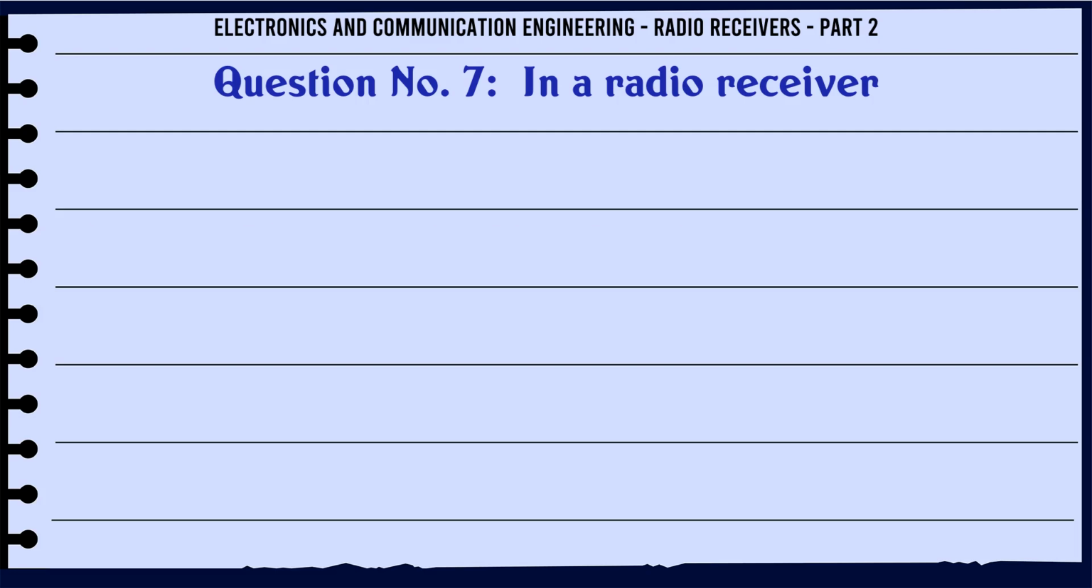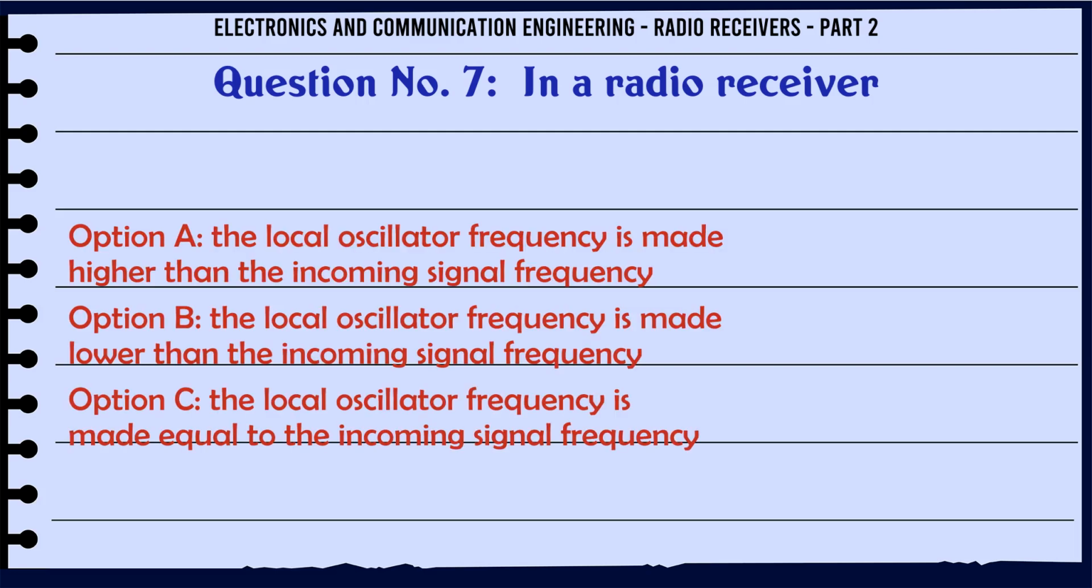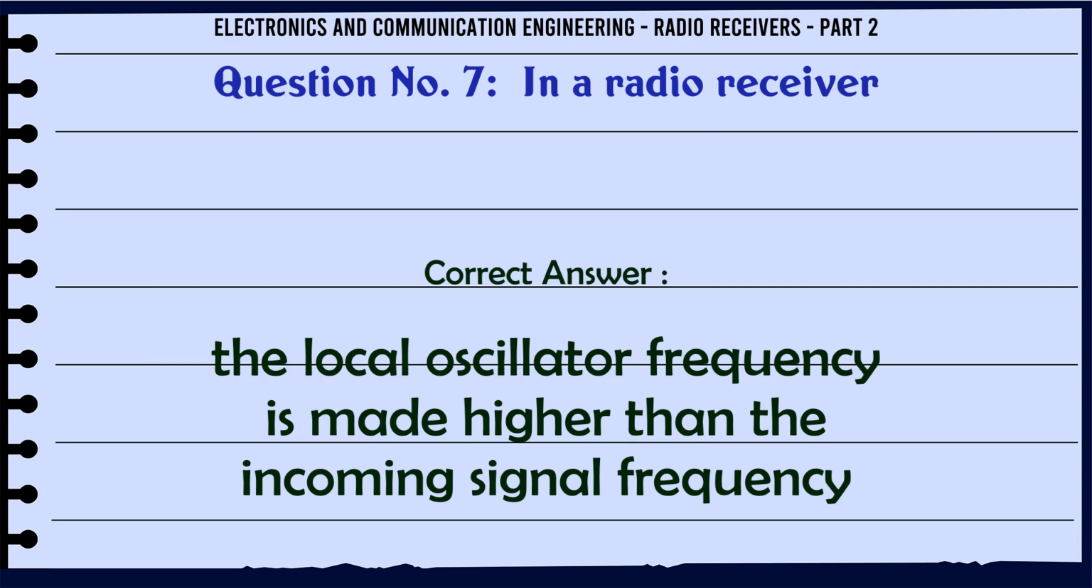In a radio receiver: A. The local oscillator frequency is made higher than the incoming signal frequency. B. The local oscillator frequency is made lower than the incoming signal frequency. C. The local oscillator frequency is made equal to the incoming signal frequency. D. The correct answer is the local oscillator frequency is made higher than the incoming signal frequency.